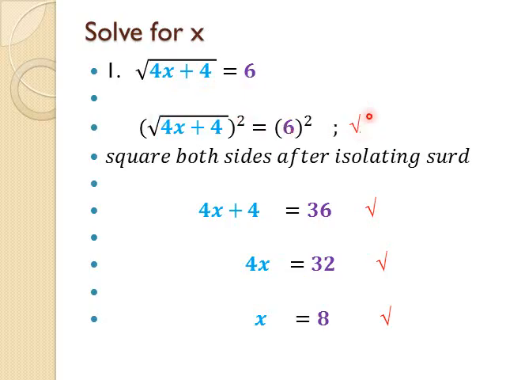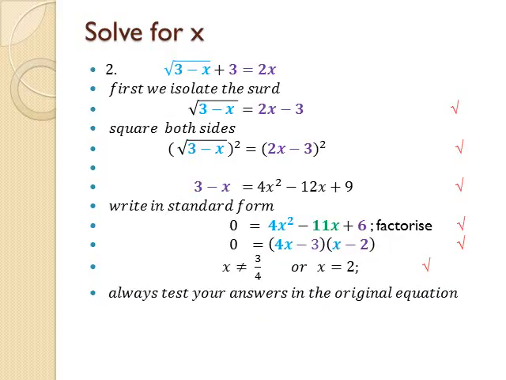1 mark for squaring. 6 squared would give me 36. Square and square root, they cancel, so I have 4x plus 4 equals 36. Take plus 4 over, 36 minus 4 gives me 32. 32 divided by 4, x equals 8. Alright, go to a more complex problem.